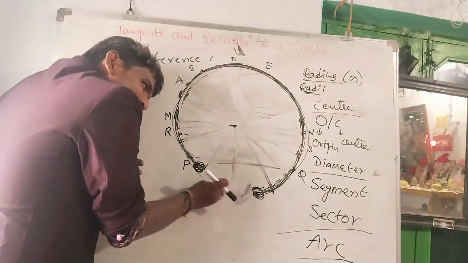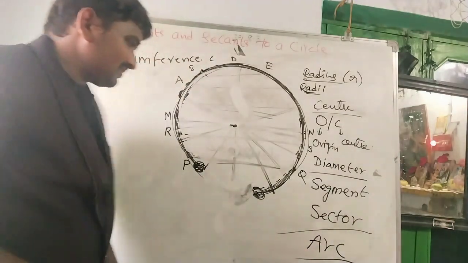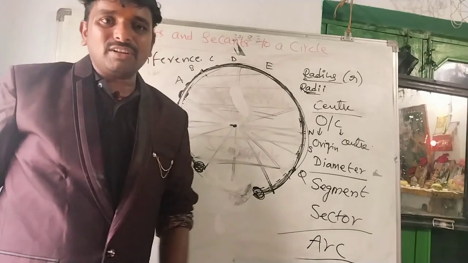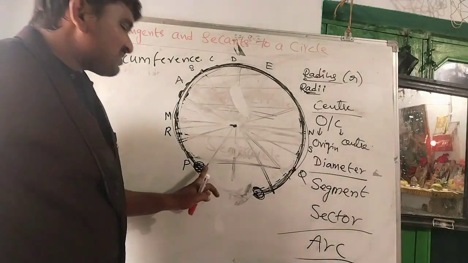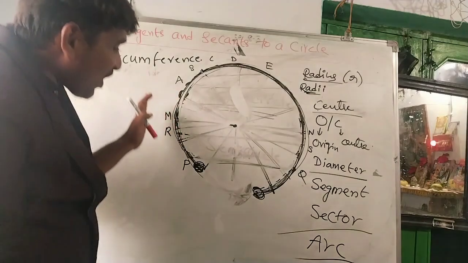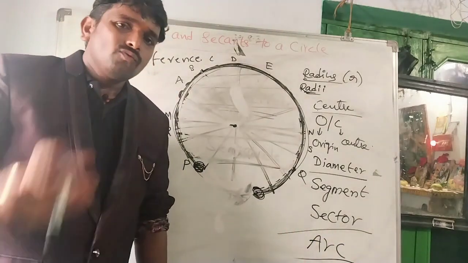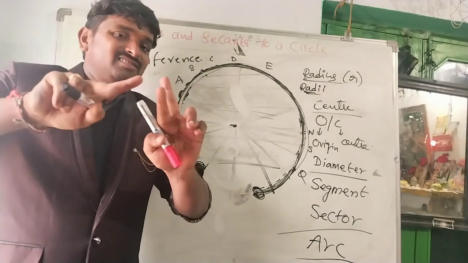If you take a small part of the circumference, that small part is called arc. What is the definition of arc? The small part of the circle is called arc. The small part of the circumference is called arc. Right? We have two types of arcs.